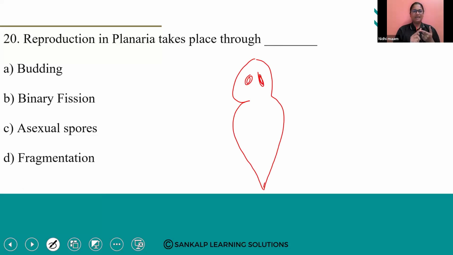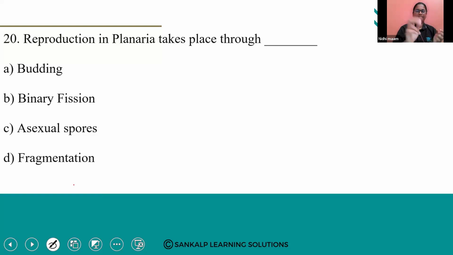Right, budding, binary fission, asexual spores, fragmentation. Dhavina answered it. Fine. Vaividya answered it. Good. Okay. So the right answer for this is option D, fragmentation.